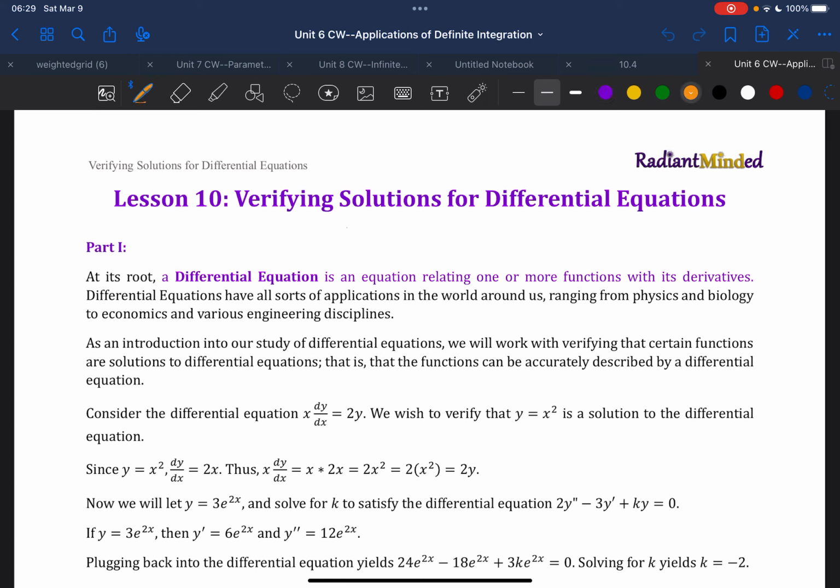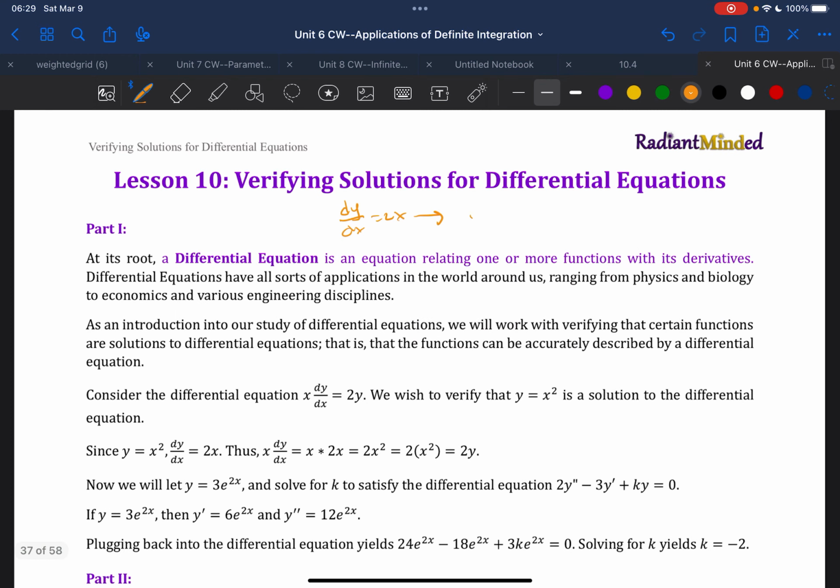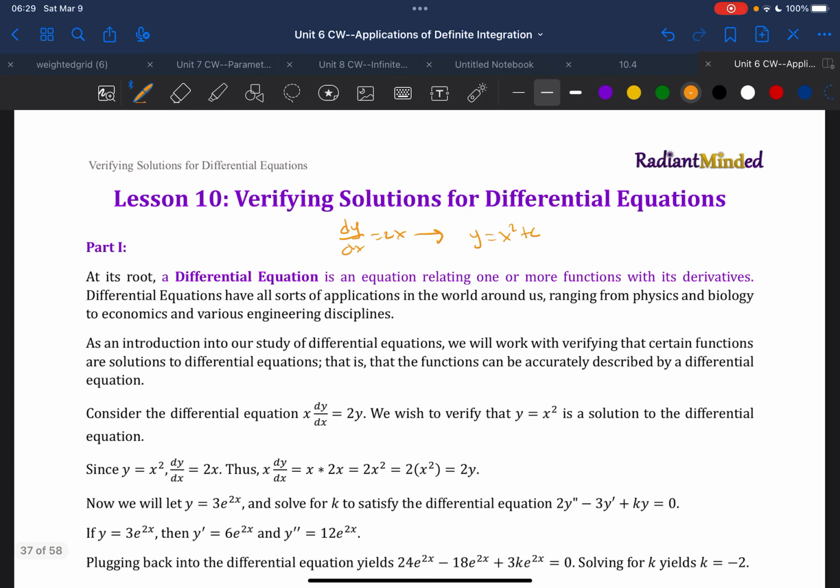So you've seen some before. If I say dy/dx is 2x, of course, that's a differential equation. It's an equation of the derivative. Of course, we know this means that y is x squared plus c. So if you've seen differential equations, we're going to dig a bit deeper into them.